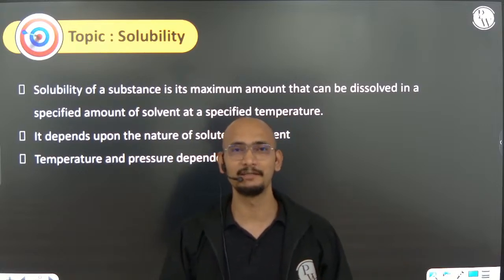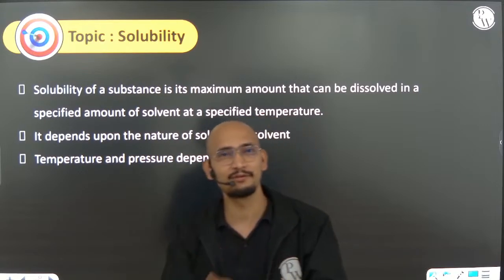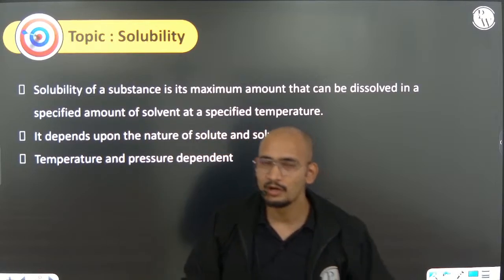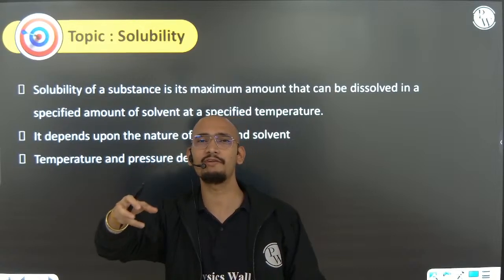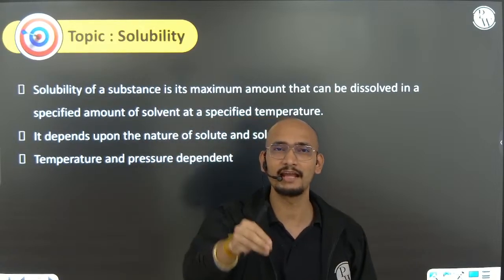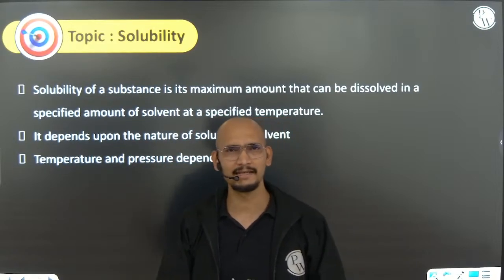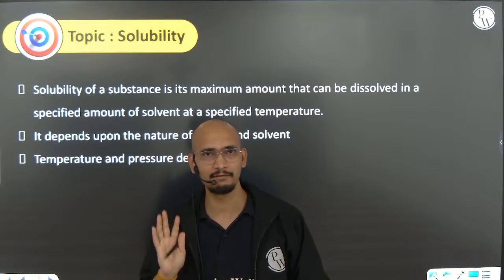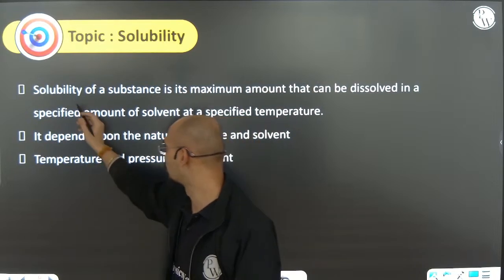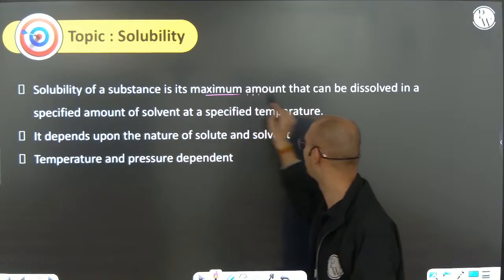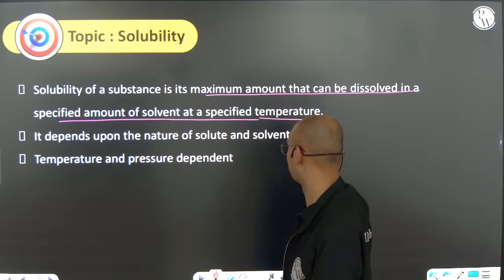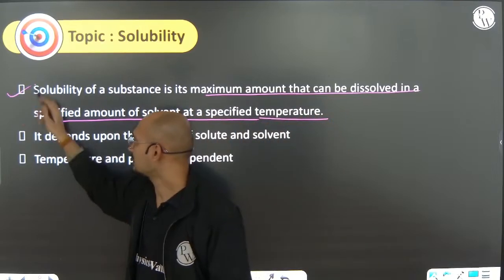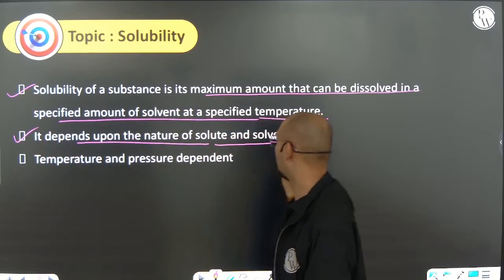So how much of any solute can be dissolved into a solvent? How much means it is talking about the limit. So that maximum amount of any solute that can be dissolved in any given amount of the solvent at any given temperature and pressure. So solubility of a substance is the maximum amount of it that can be dissolved in a specified amount of the solvent at that specified temperature. It depends upon the nature of solute and solvent.